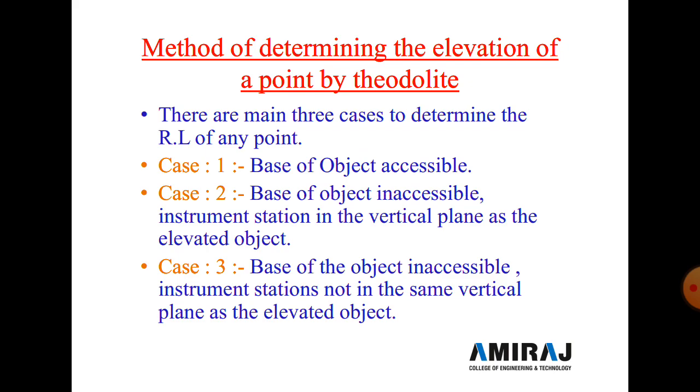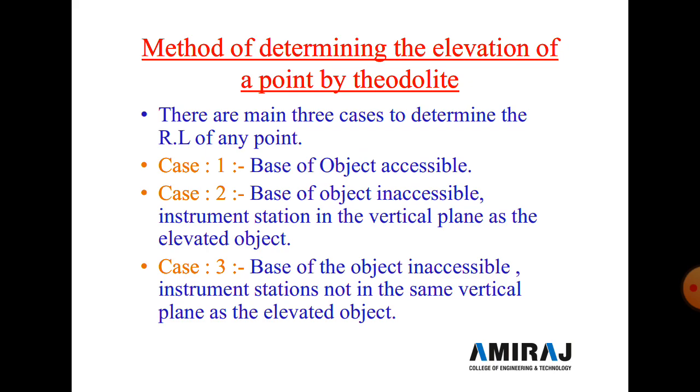Now we discuss another important topic which is always asked in the GATE examination, the method of determination of the elevation of a point by theodolite. Here there are three cases. In these three cases, the RL of a point is compulsorily required, and there are three main cases to determine the RL of any point.